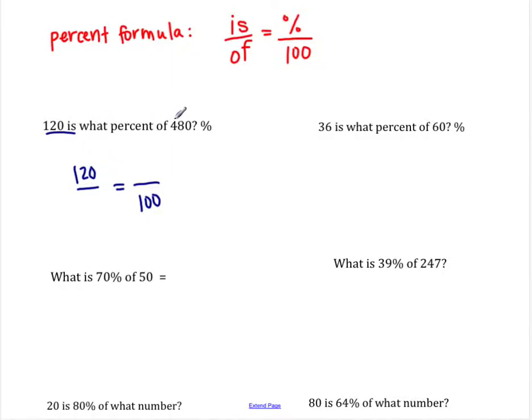120 is what percent of 480? So they said what percent, so the percent is the number I don't know, and of 480, so 480 goes on the bottom of my fraction. From here I can cross multiply to figure out what the number is on my question mark. So I would do 120 times 100 and then divided by 480. So that gives me 120 times 100 is 12,000 divided by 480 gives me 25.